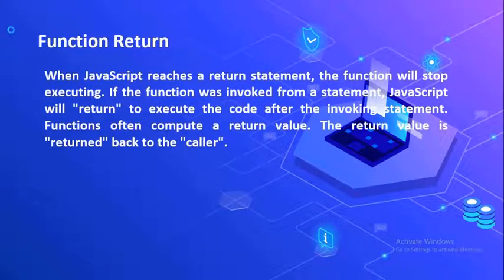Function return. When JavaScript reaches a return statement, the function will stop executing. If the function was invoked from a statement, JavaScript will return to execute the code after the invoking statement. Functions often compute a return value. The return value is returned back to the caller.